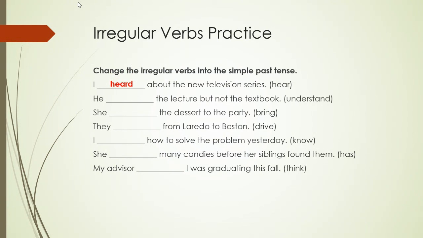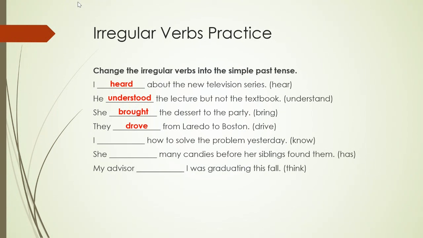In the first example, I heard about the new television series. Heard is the irregular verb for the regular verb hear. In the second example, he understood the lecture. Understood is the irregular verb for the regular verb understand. In the third example, she brought the dessert. Brought is the irregular verb for the regular verb bring.